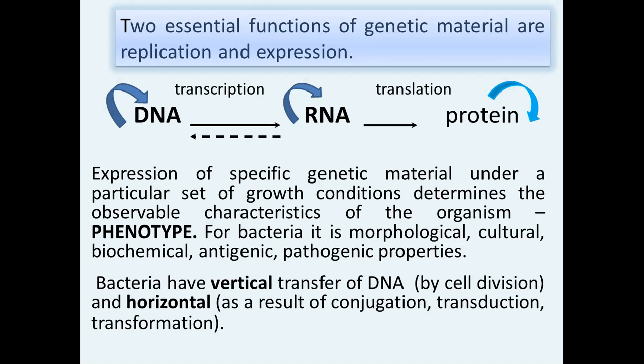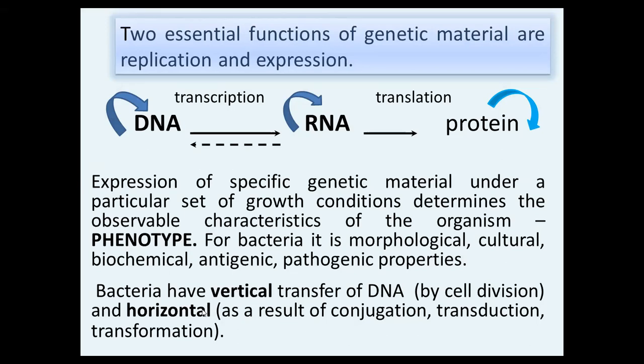In eukaryotic microorganisms, only vertical transfer of DNA is possible, by cell division from mother cell to daughter cell. But in bacteria there are two ways of genetic transfer: vertical, by cell division, and horizontal, between bacteria of the same generation as a result of conjugation, transduction, and transformation. And we will talk about these processes a bit later.